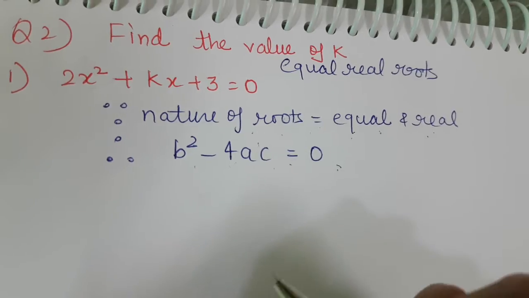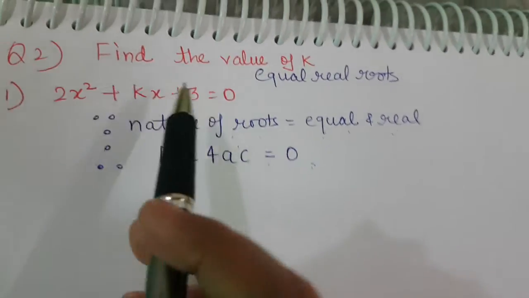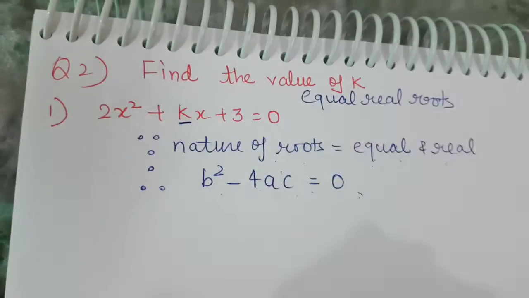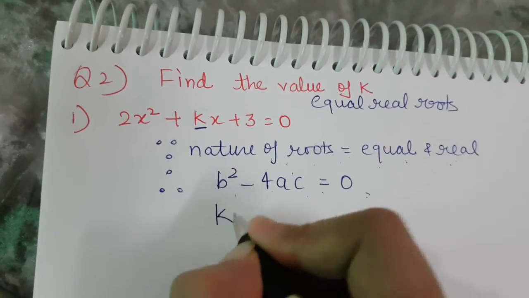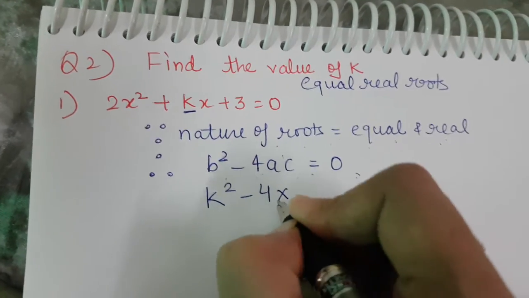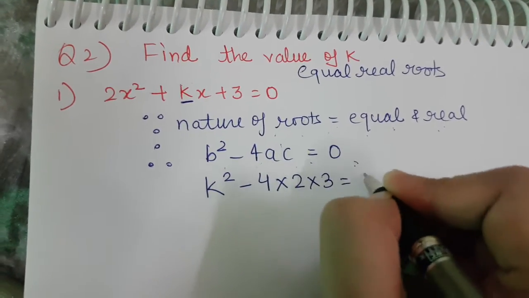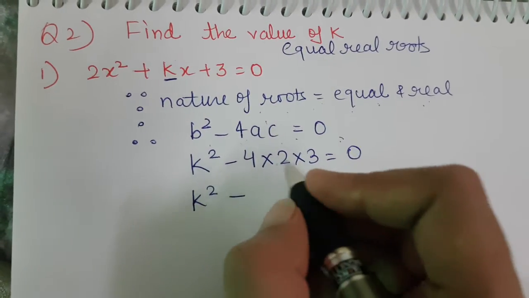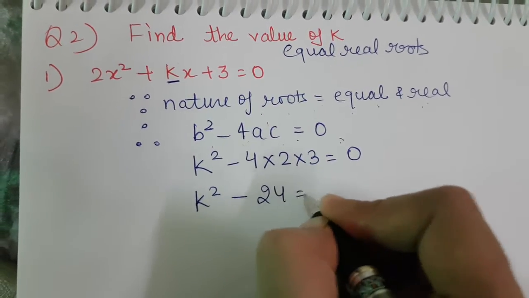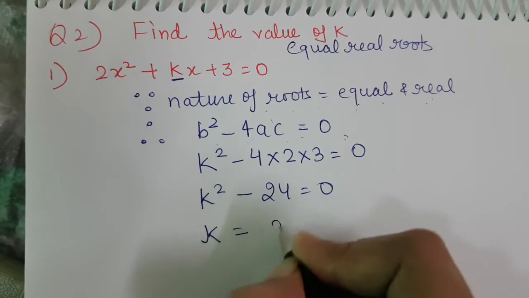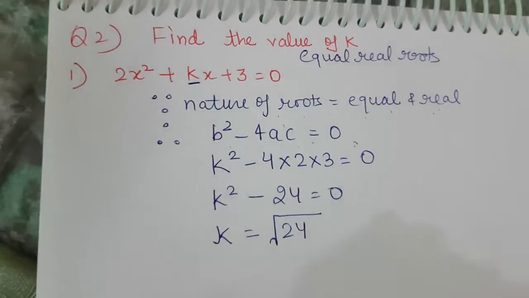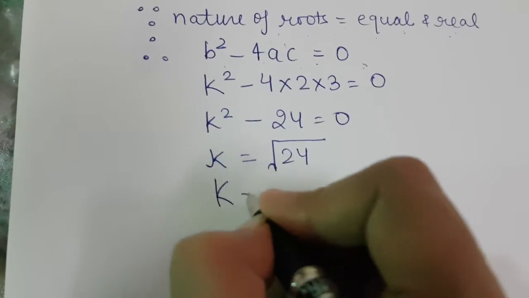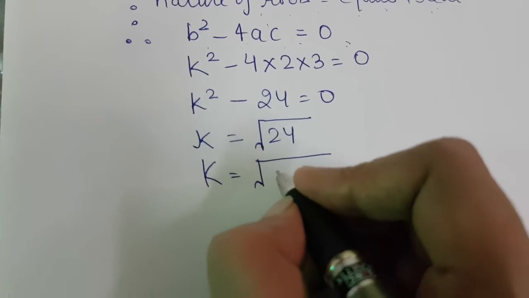So we know already that we can use this equation to find out the value of k. You just put the value, b value is already the coefficient of x, so in this b value is k. So k square minus 4 into a value is 2 and c value is 3. Fine. So k square minus 24 is equal to 0. It means k is equal to root 24. Okay, 24 direct root we cannot take out.